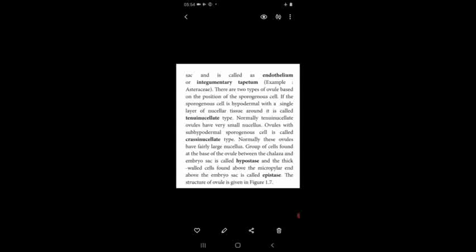Another region is also present in the ovule. One is the hypostase, another one is the epistase. This is also an important question. Differentiate between tenuinucellate and crassinucellate is the book-back question. Hypostase and epistase is the book-inside differentiate between question. Kindly note it down in your notebooks.